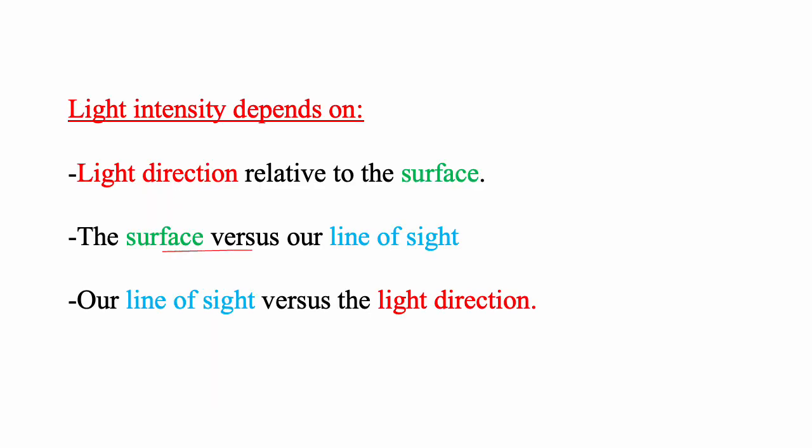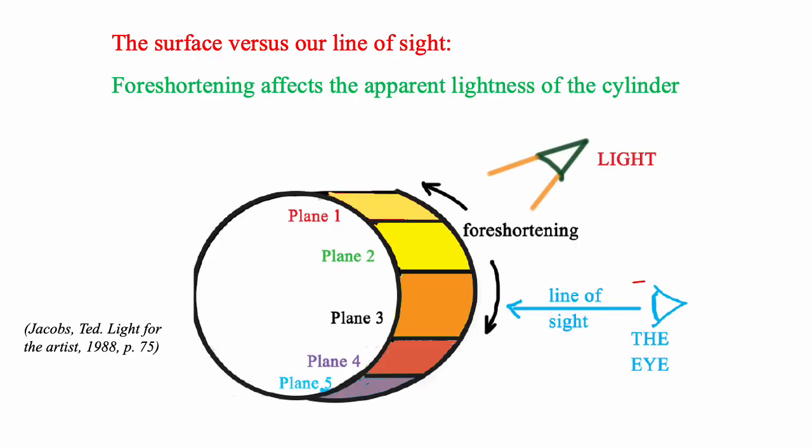Now let's look at the surface relative to our line of sight. Here's the eye and our line of sight, and we're looking at a cylinder composed of squares that foreshorten toward the edges. And the light is up here, lighting up planes 1 and 2. We see plane 3 as the least foreshortened, so whatever value it has affects our overall view of the cylinder. Plane 1 is very light, but it's quite foreshortened, so it has less of an effect on the overall lightness of the cylinder.